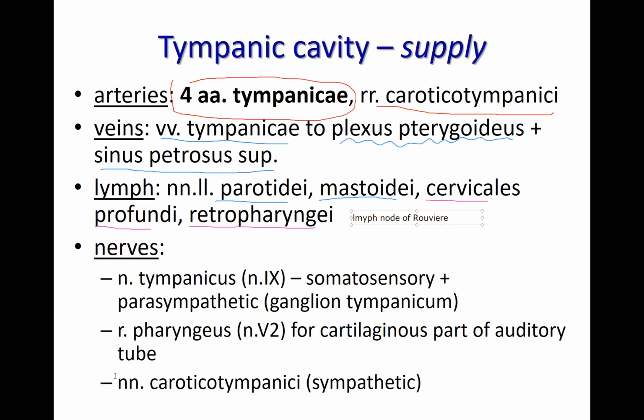As for the innervation, just to repeat, we have the tympanic nerve, which is somatosensory and parasympathetic. We have the sympathetic caroticotympanic nerve, and the auditory tube, its pharyngeal part close to the pharynx, is innervated by the maxillary nerve and a very thin pharyngeal branch which comes through the palatovaginal canal.